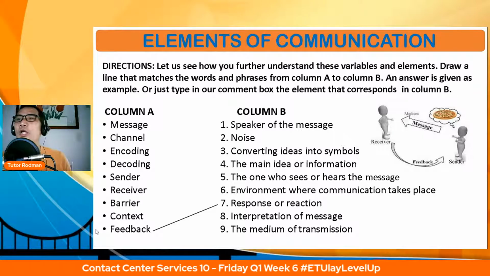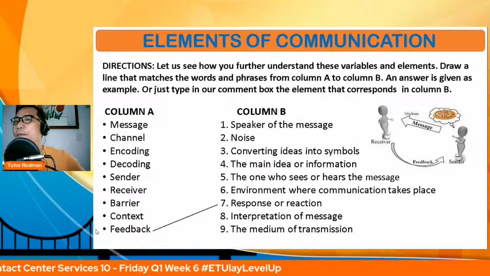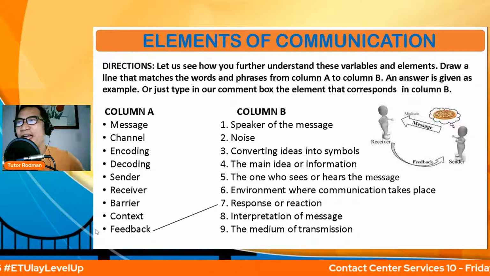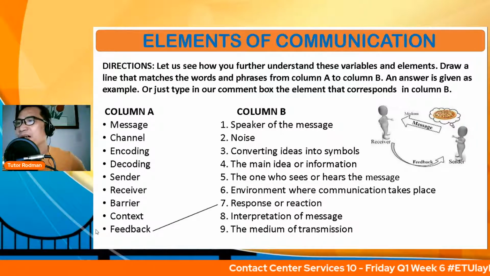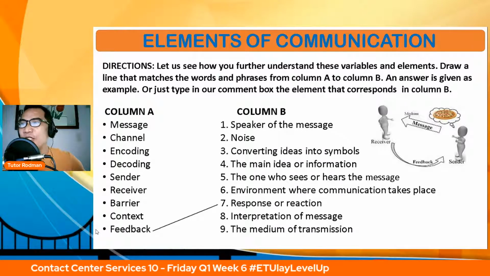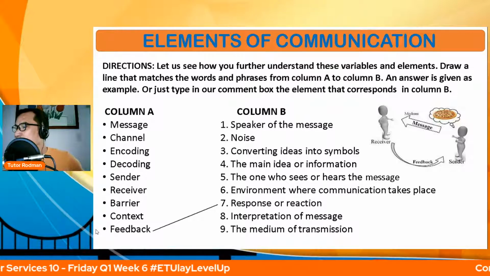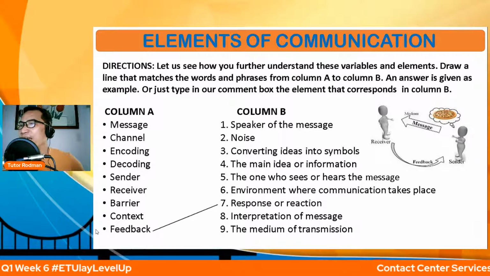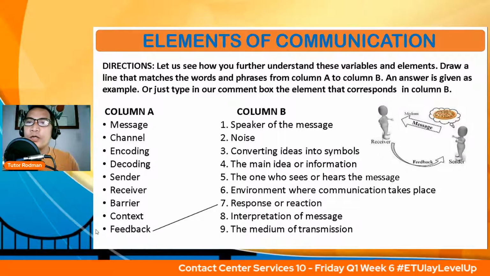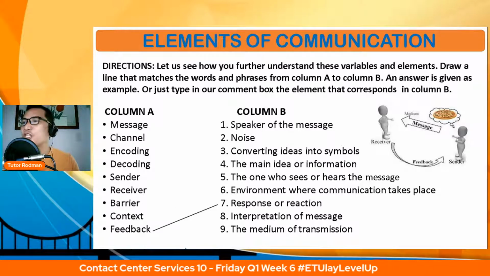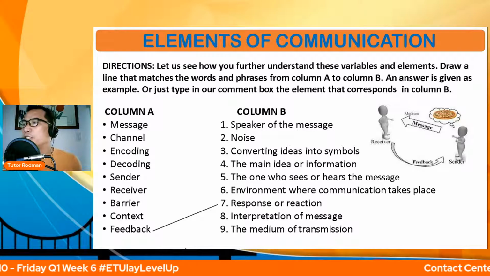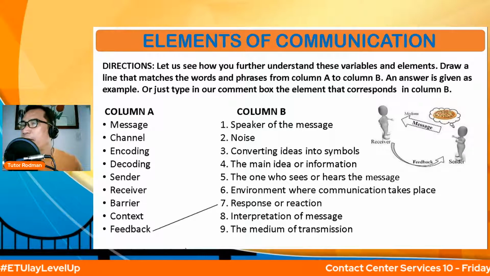So in column A, number one, the speaker of the message, and that is what we call the sender, right? Number two, we have noise, barriers. Number three, converting ideas into symbols, that is encoding. Number four, the main idea or information, and the answer earlier was correct: that is the message. Number five, the one who sees or hears the message, the receiver.